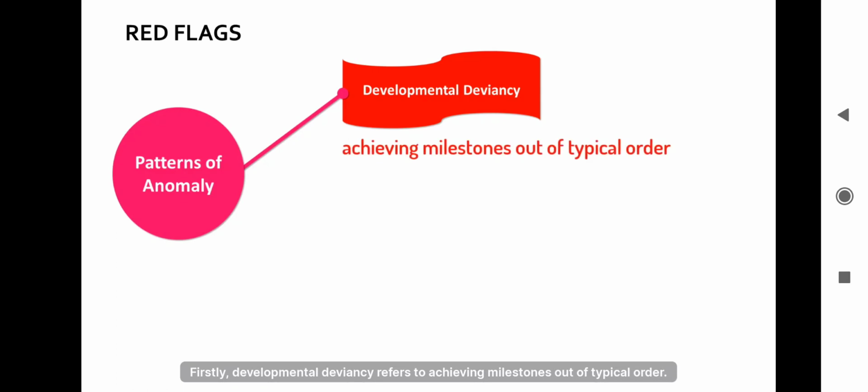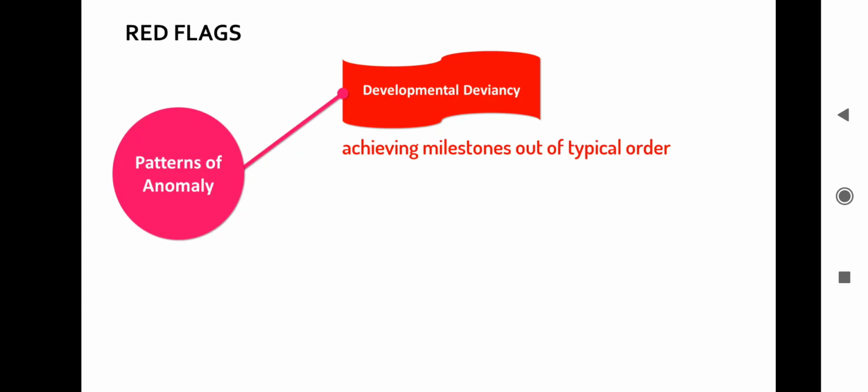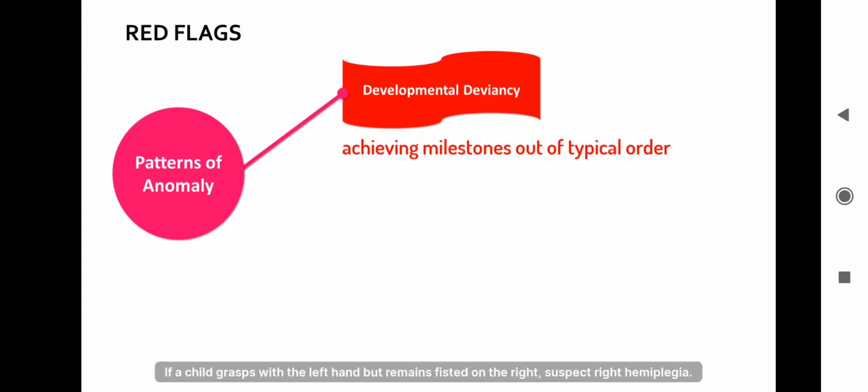Let's now discuss some red flags. When development does not proceed in the typical way we expect it to, there are 3 patterns of anomaly. Firstly, developmental deviancy refers to achieving milestones out of typical order. For example, if a child rolls and crawls but does not sit, this could be secondary to underlying spastic diplegia and should be evaluated. If a child grasps with the left hand but remains fisted on the right, suspect right hemiplegia.